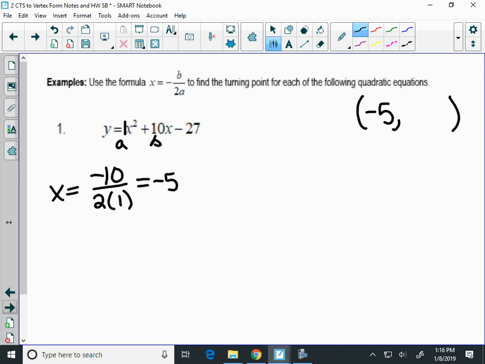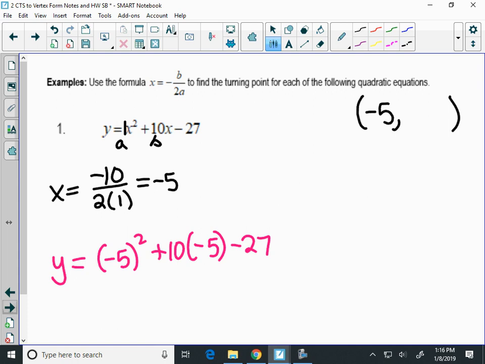Okay, you found that formula. That's the axis of symmetry as well, but that's the x coordinate of the vertex. How would I find the y coordinate of the vertex? I'll plug back in for x. So you're going to take this negative 5 and put it in for both x's to find the y value. Make sure you put that in parentheses when you write it down. Negative 5 squared plus 10 times negative 5 minus 27.